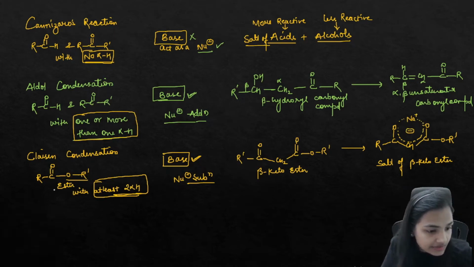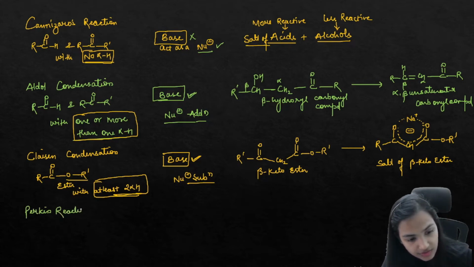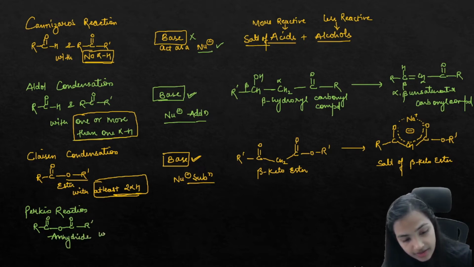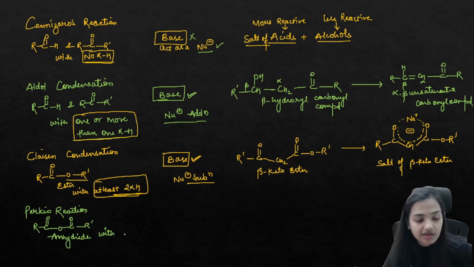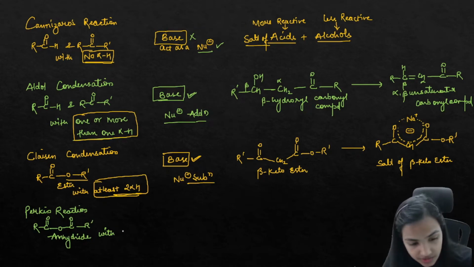Now the fourth reaction which I have discussed with you is the Perkin reaction. In the Perkin reaction, what is required? You must have the anhydride, and an anhydride with how many alpha hydrogens? With at least 2 alpha hydrogens.